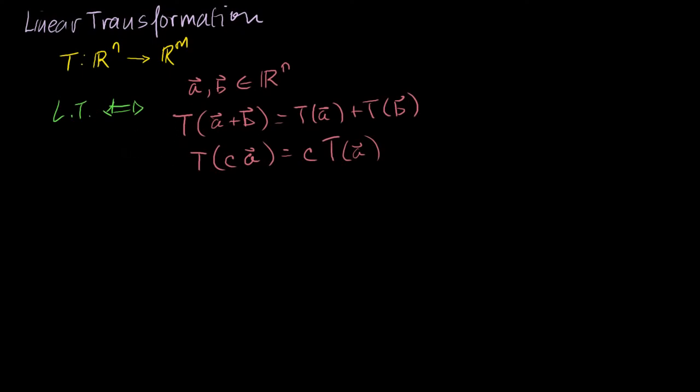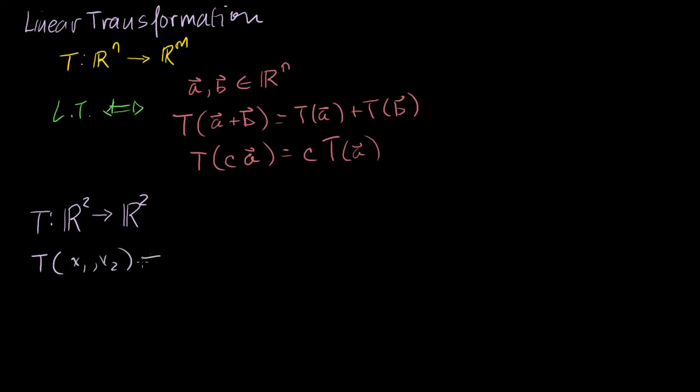Let's see if we can apply these rules to figure out if some actual transformations are linear or not. So let me define a transformation. Let's say that I have the transformation T. Part of my definition, I'm going to tell you it maps from R2 to R2. So if you give it a 2-tuple, its domain is a 2-tuple. So you give it an x1 and an x2.